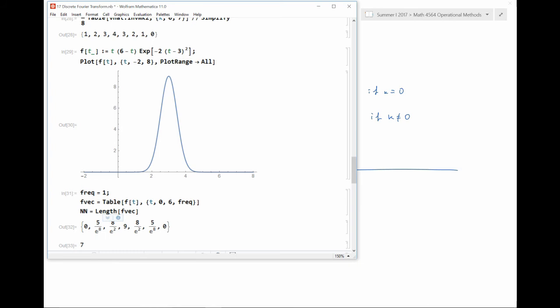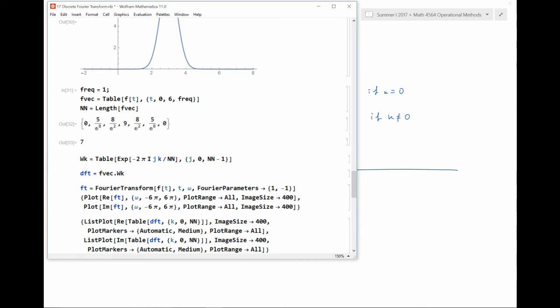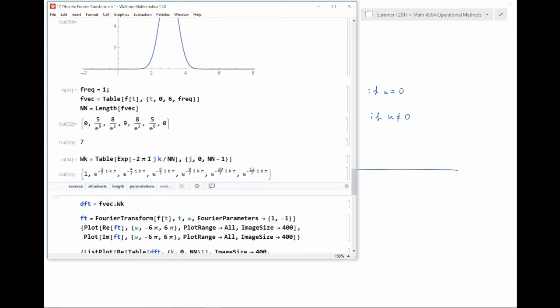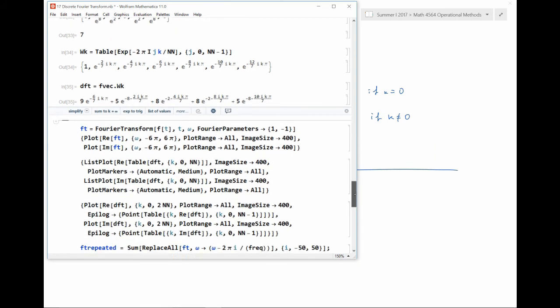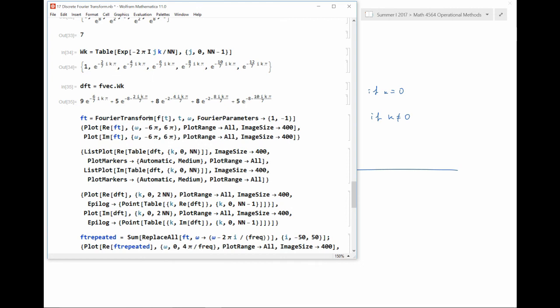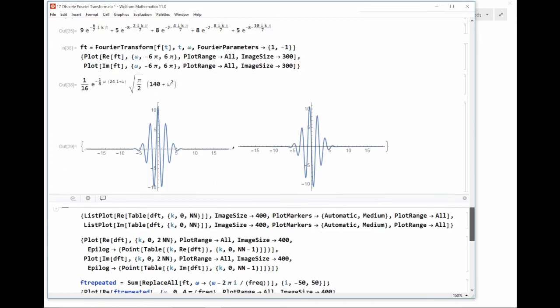So the f vector will be the table of samples, and then the double n is the length of this vector. I'm going to define the quantities wk in exactly the same way I defined them before. I'm going to compute the discrete Fourier transform of f. And I'm also going to compute the continuous Fourier transform of f just to see what is the actual Fourier transform of the function f.